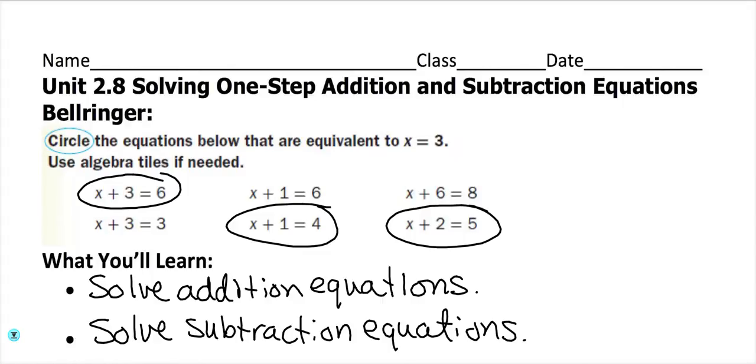These were easy, the ones we just did on the bell ringer. But we're going to get to a point in a few lessons where there are going to be things on both sides. You're going to have to move things from right to left and left to right, and it's going to get really, really confusing. So make sure you get the steps down today. Let's go ahead and take a look.